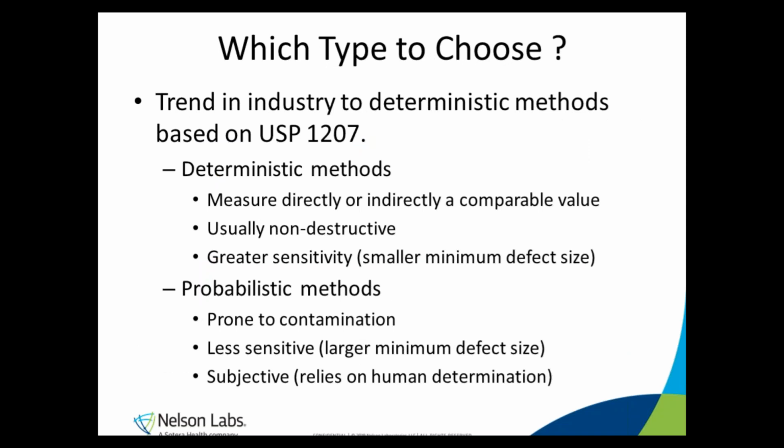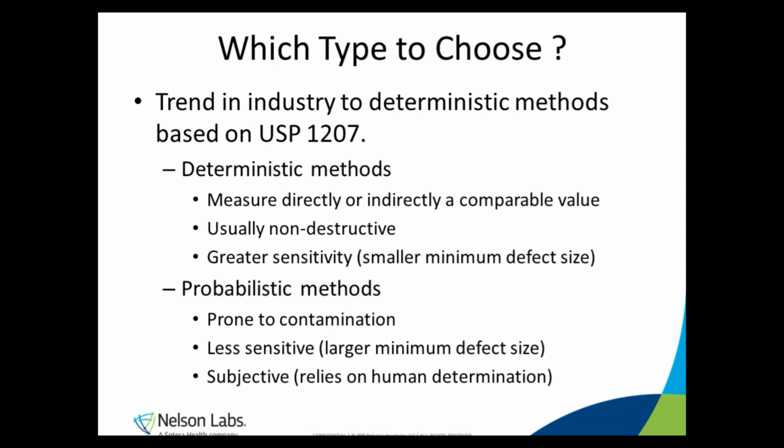So which type of method should you choose? Well, all the methods listed on the table on the previous slide are commonly used in industry. Now, some choices as to which method to use are based on preference, and some are based on limitations of the test sample. The latest version of USP 1207 recommends deterministic test methods for CCI testing. This is driving a shift in the industry towards deterministic methods.